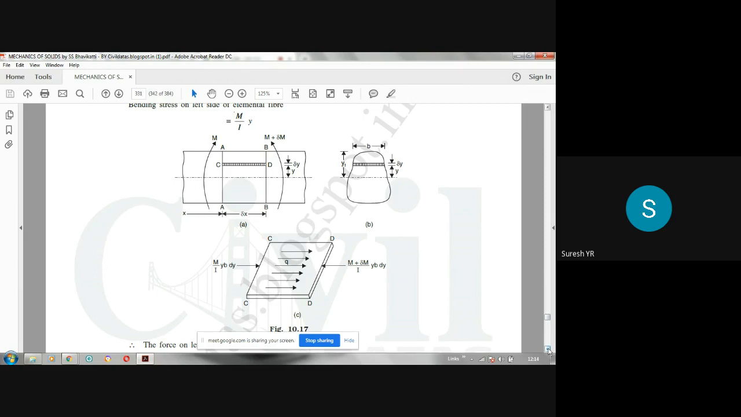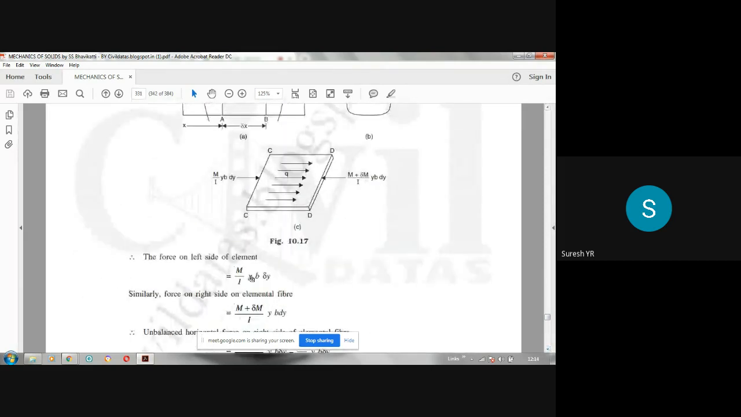So that means you are going to get the force on the left side as M by I into Y, which is the stress. When that stress is multiplied by B into delta Y, the area of that strip, you are going to get the force. So force is equal to stress into area.